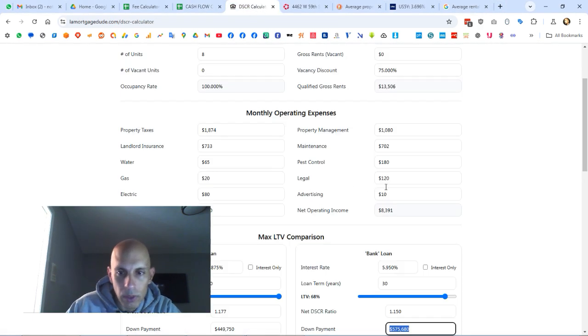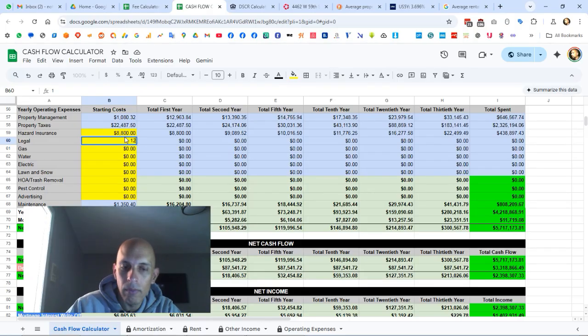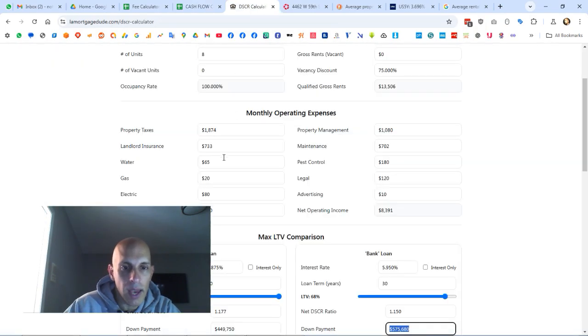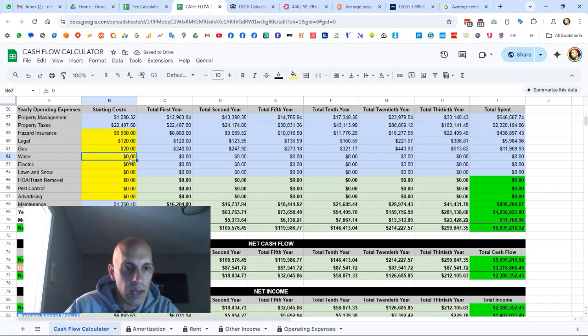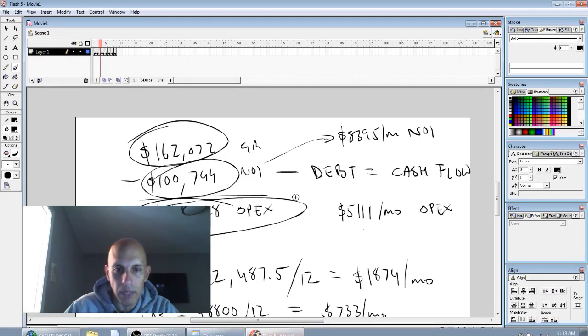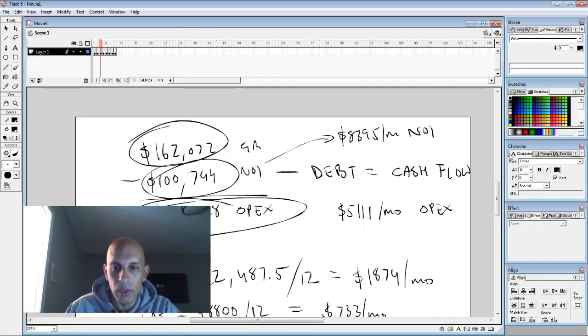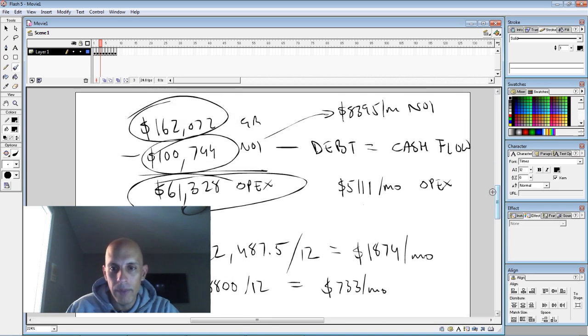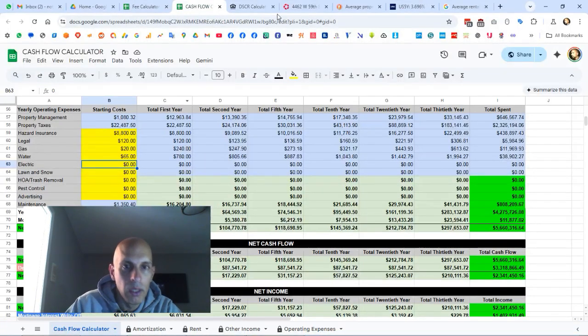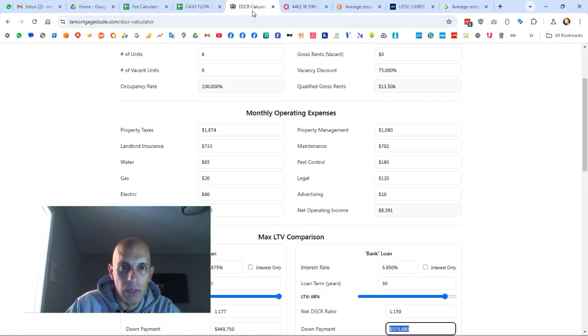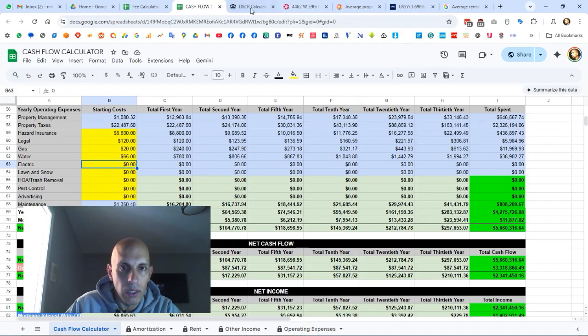So let's see what legal is. We're saying 120. Gas was 20. Water was 65. And honestly, you can move these numbers around. They don't really matter. What matters is the net or the operating expenses as a total. And so we have to get the operating expenses totaling $51.11 per month. So you can move these numbers around. They don't really matter. What I'm doing here is just punching it in as I have it here.